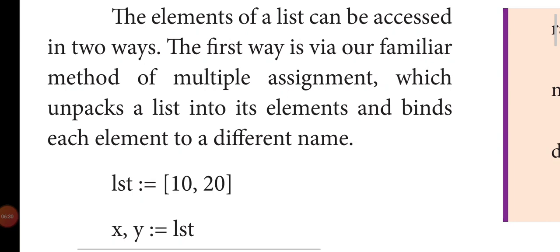The elements of the list can be accessed in two ways. The first one is using the pair. Using the pair, multiple assignment is used to retrieve the data. lst = [10, 20] creates a list, and then x, y = lst stores the 10 in x and the 20 in y.